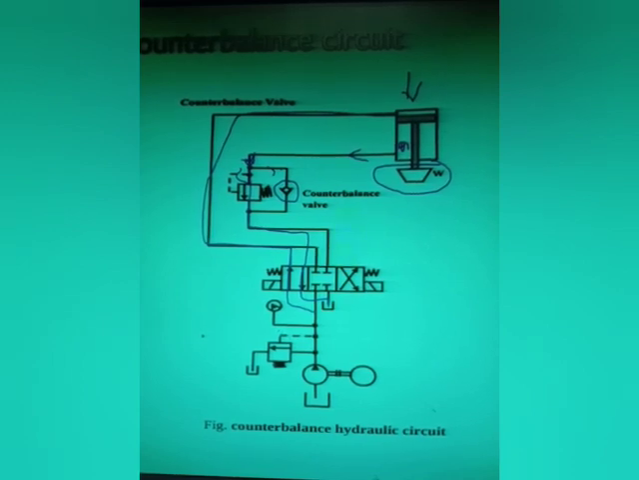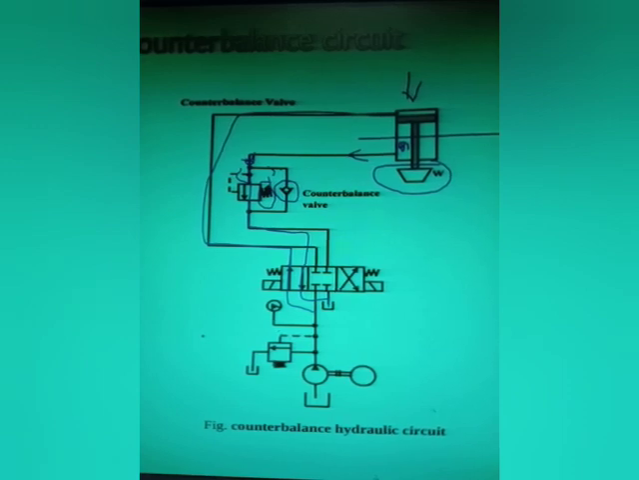So this load can be held at the central position by adjusting the spring force of this counterbalance valve. I will adjust the spring force depending upon the requirement. If I apply more spring force, the load can be held for more time, or I can say the pressure limit is higher. If the spring force is less, the load will have resistance only up to the spring force.